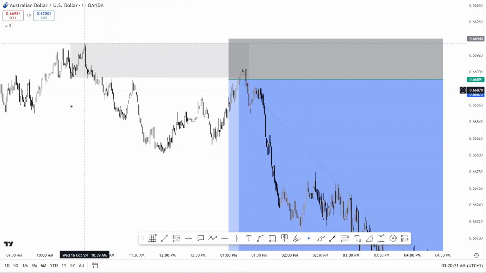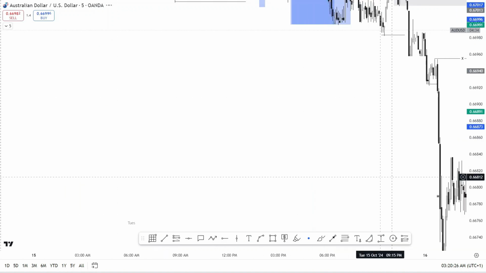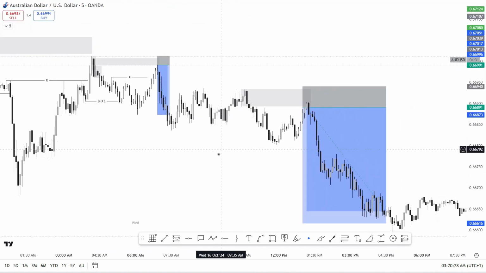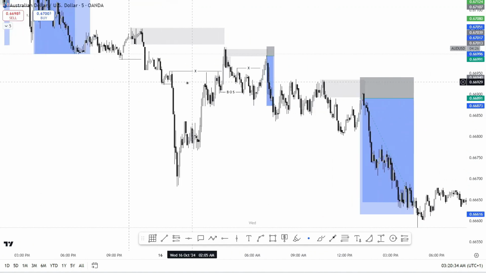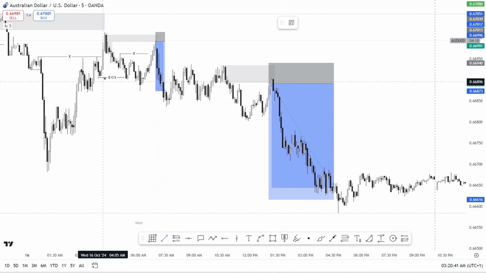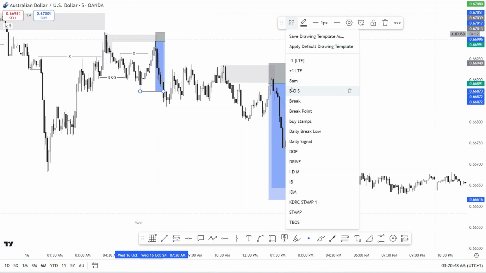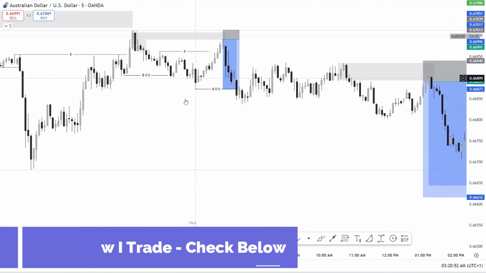Okay, so we have this as well. Lastly, let's go to the 5 minutes so that I can show you this last example before we call it a day. The same thing is happening. We have our break of structure right there. After the break of structure, what are we looking for? It's supposed to be our inducement before that flow.